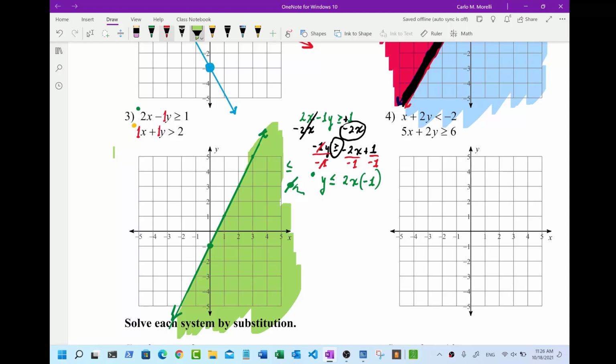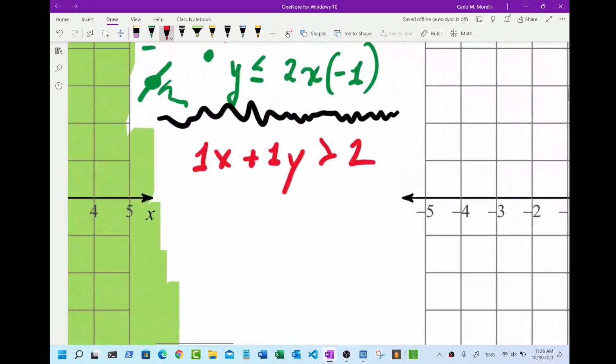Okay, now the second one, the red equation. Let's separate our work. And let's do the red equation. We have 1x plus 1y is greater than 2. Now right off the bat, can anybody tell me for sure, am I going to flip this symbol or no? No, I'm not.